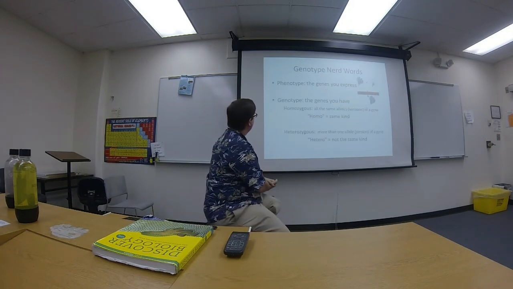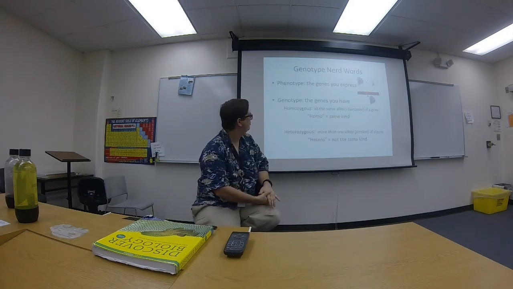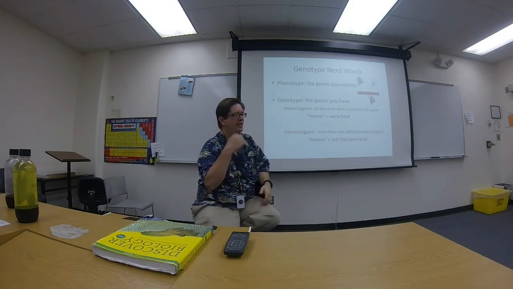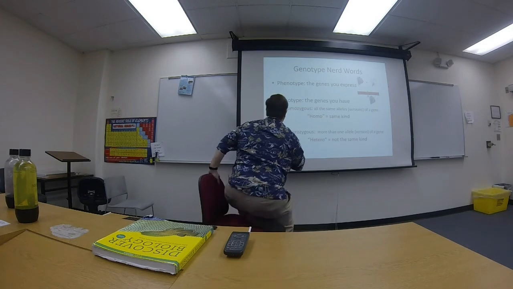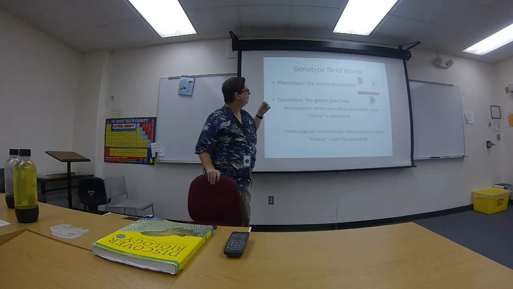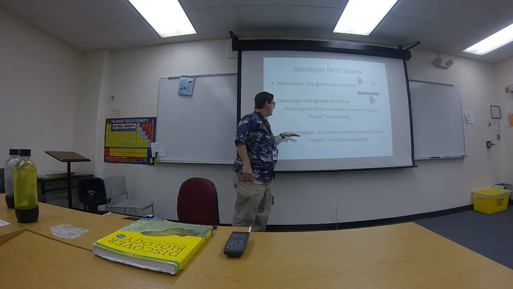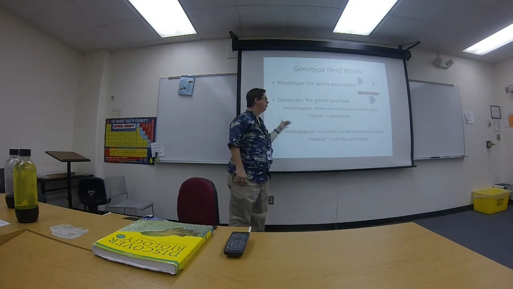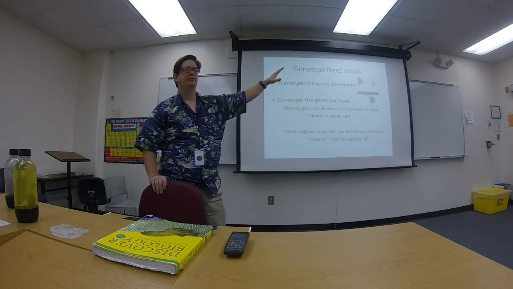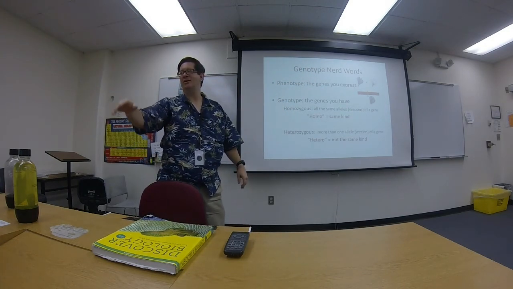Okay. So phenotype is the type of genes you are expressing, and genotype is the genes you have. We already did that. But we're going to break genotype down a little bit further. Homozygous means you have all the same alleles, all the same versions of the gene. Heterozygous means you have more than one version. Is everybody on board with that?